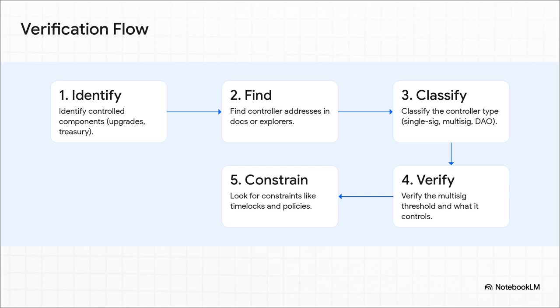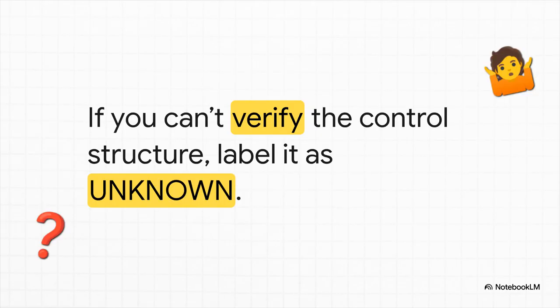And finally, step 5, look for any constraints. Is there a time lock in place forcing a delay? And this brings me to the golden rule of your entire investigation. If you're digging around and you just can't find clear, easy answers to those questions, your conclusion isn't, "I don't know." No, your finding is that the control structure is unknown. And let me tell you, that lack of transparency is a massive red flag all on its own.